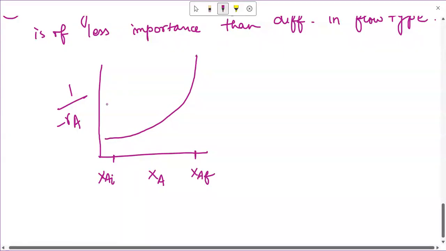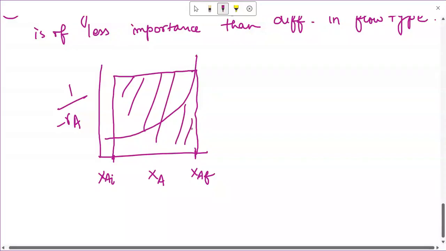Then the area under this region, let me just demarcate this area. This total area is going to give you tau m by Ca0. So that gives you the understanding for MFR.